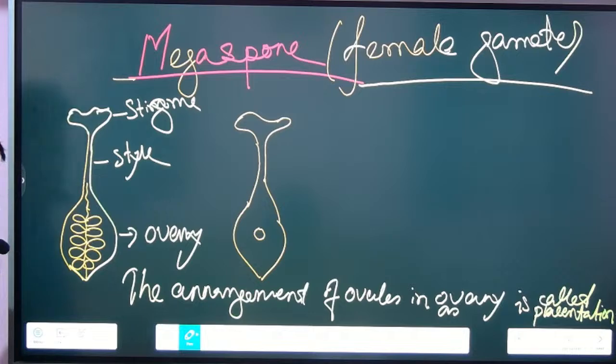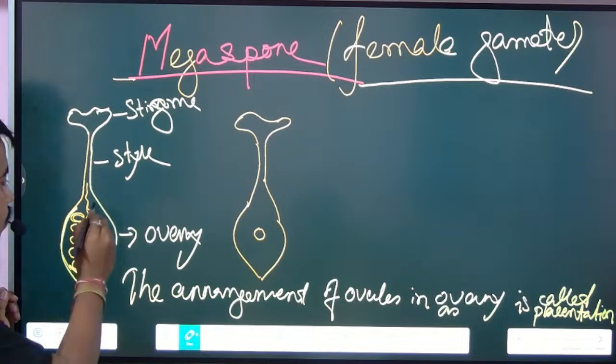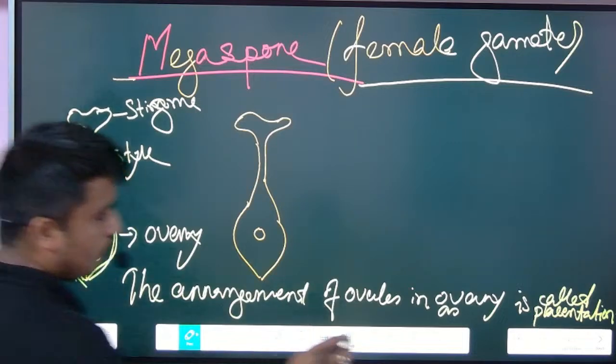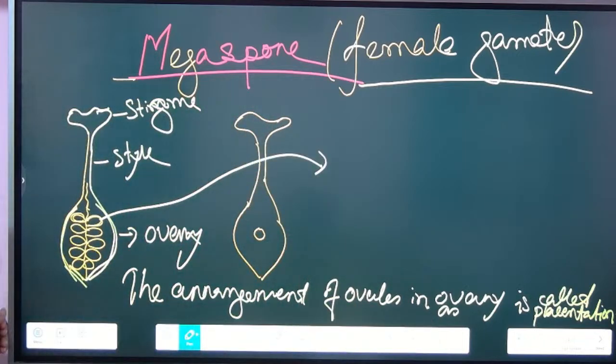On the number of ovules, the number of seeds depends. If there is only one ovule, there may be one seed in a fruit. If there are numerous ovules, there may be numerous seeds, because ultimately this ovule will form seeds and this ovary will form fruits. So we have to study the structure of an ovule, a single ovule.